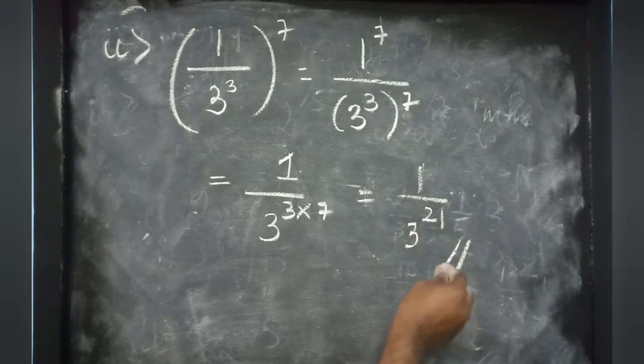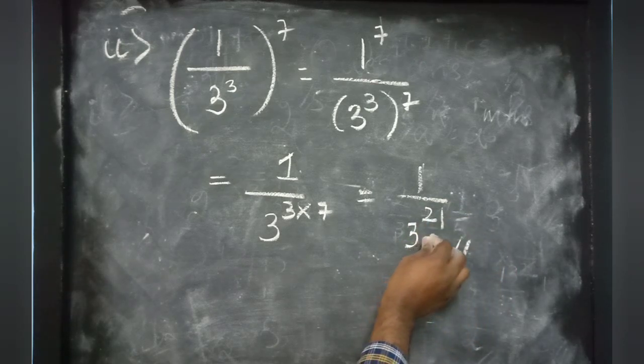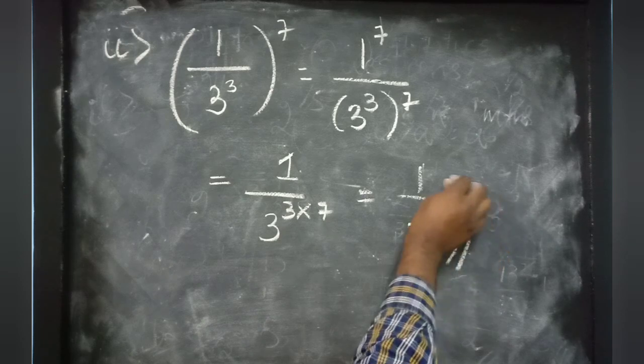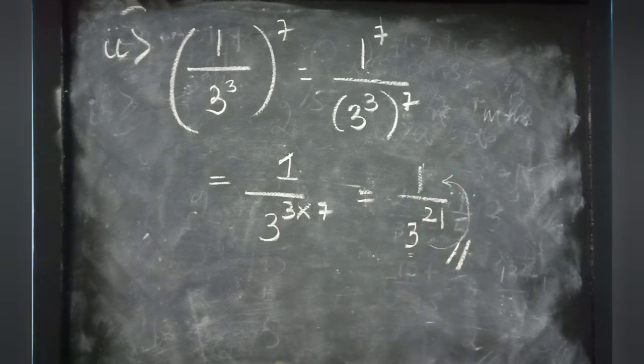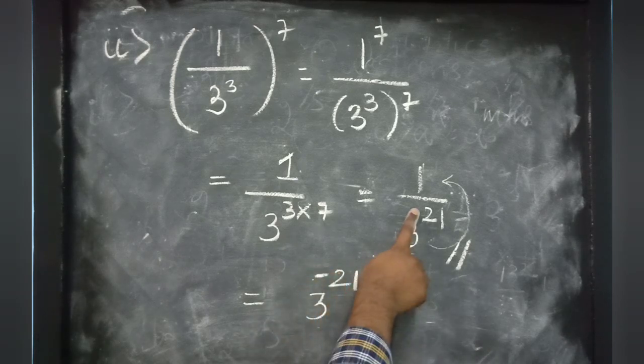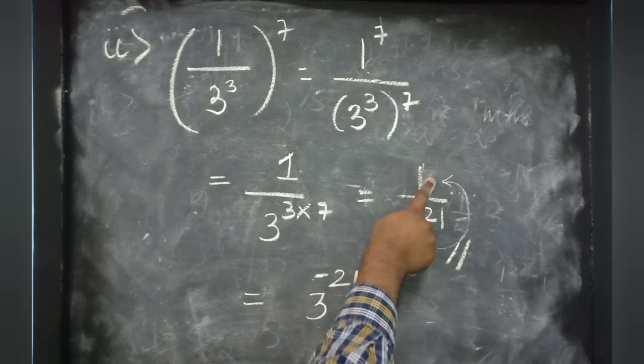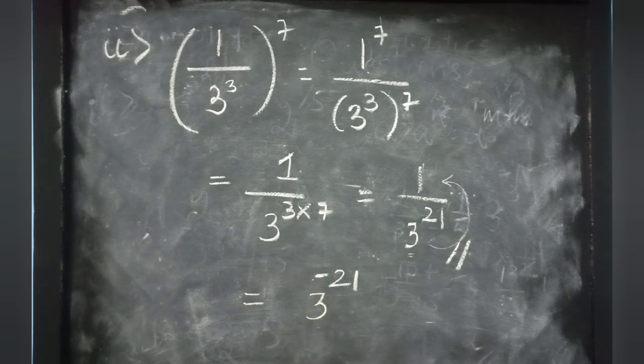This is the solution. If you need, you can shift this number to the numerator. So I can write it as 3 to the power minus 21. You just need to change the sign. If plus is there, it becomes minus. If minus, it becomes plus. Since here it is plus, after moving to the numerator, it becomes minus 21.